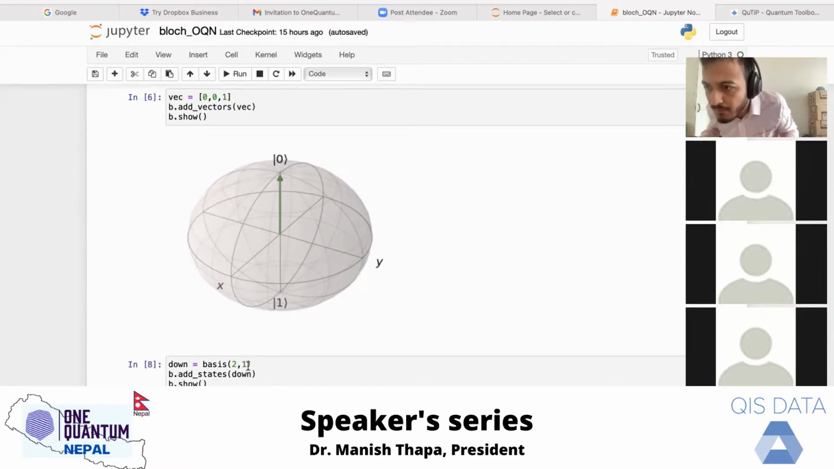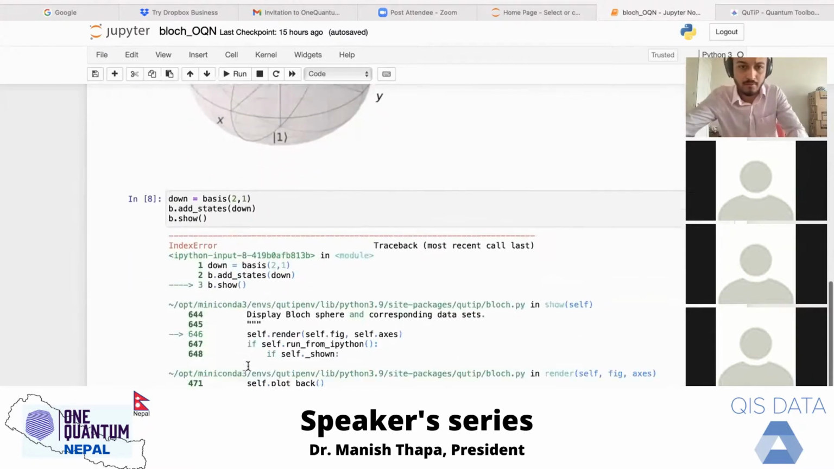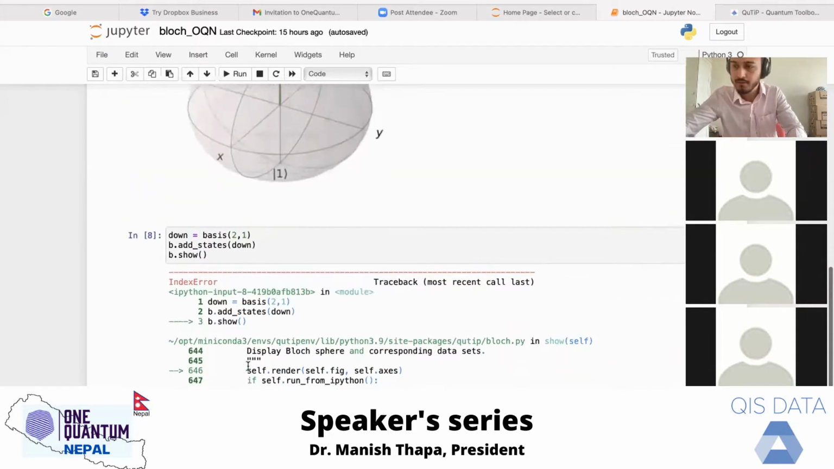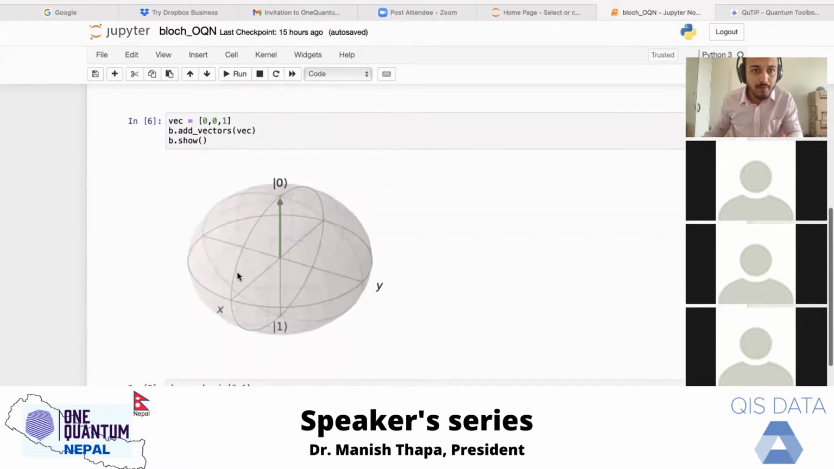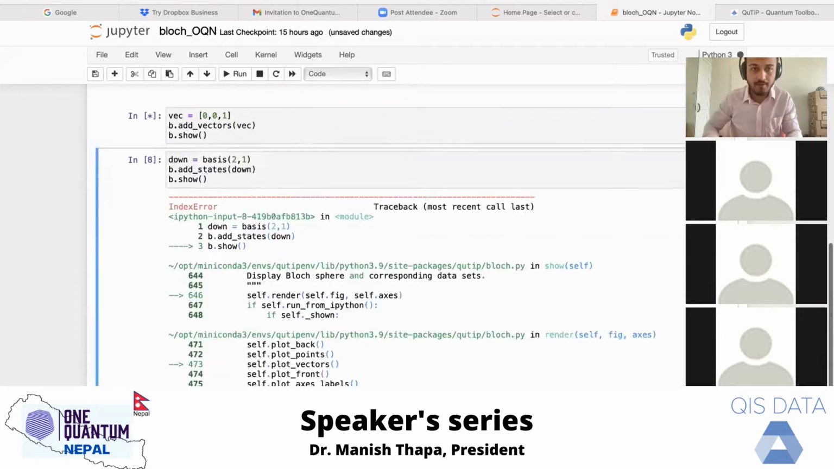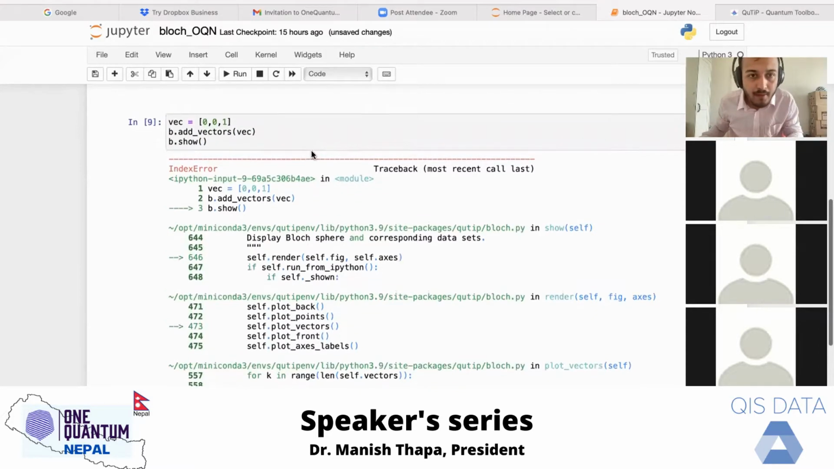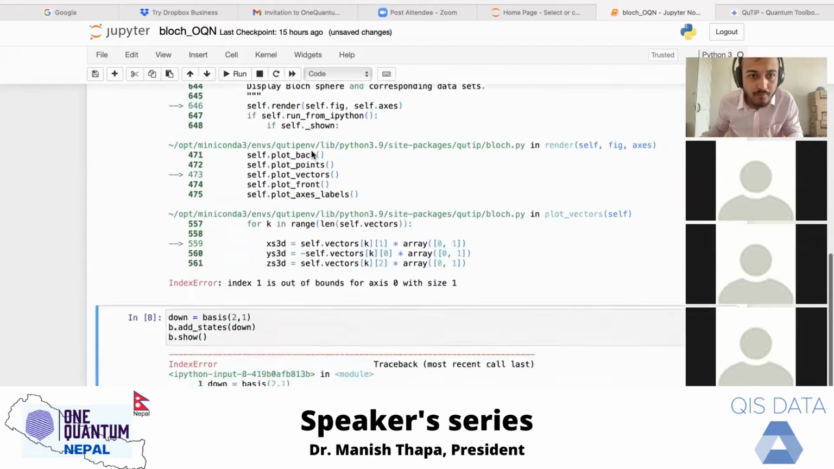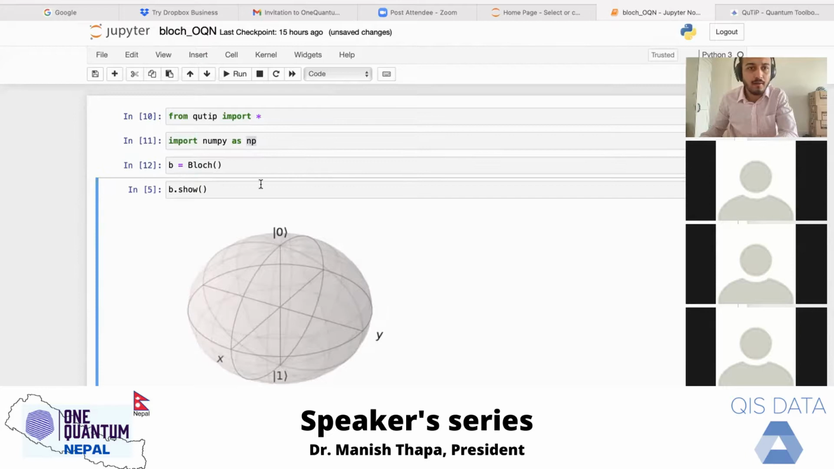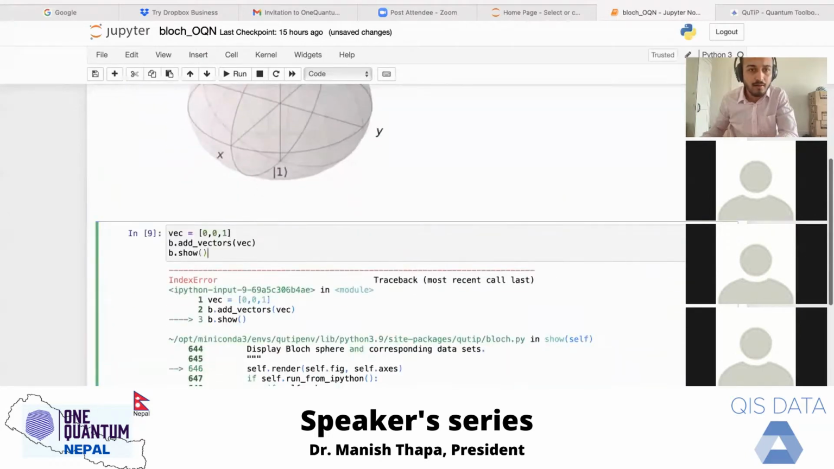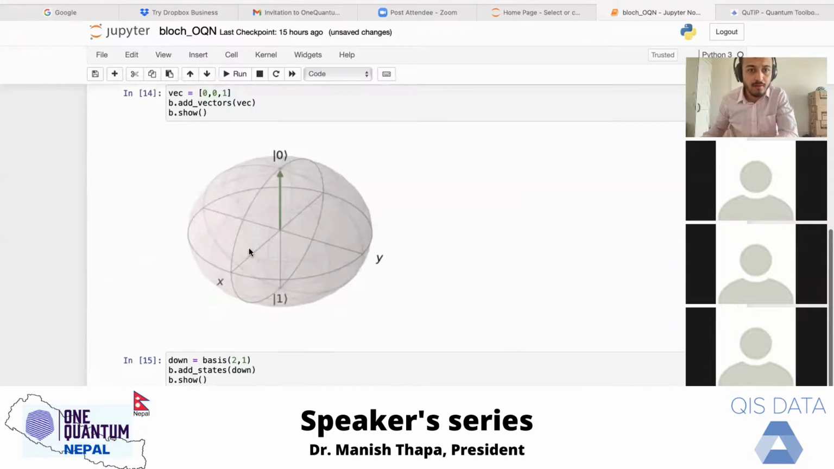This is 2, 1. Yeah, so there is some problem. I don't know why. Index b.show, b.add_states. This is kind of weird. Okay, that worked, I guess. Add vectors. Yeah, I don't know what happened. Let me see. And that works. Yeah, that works. All right.